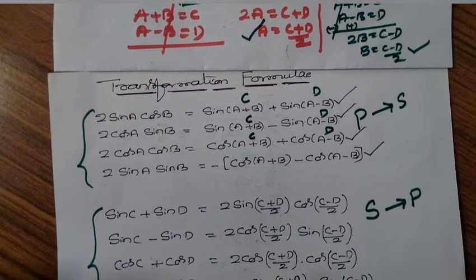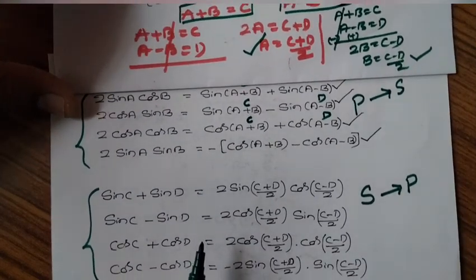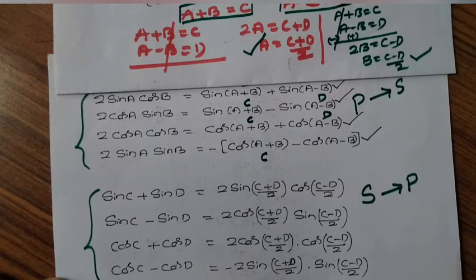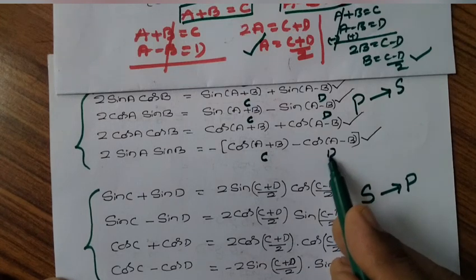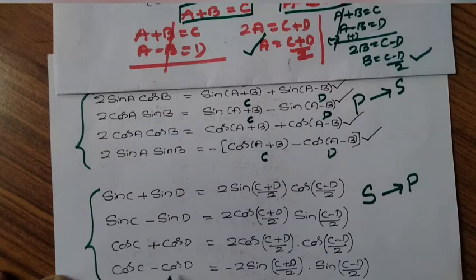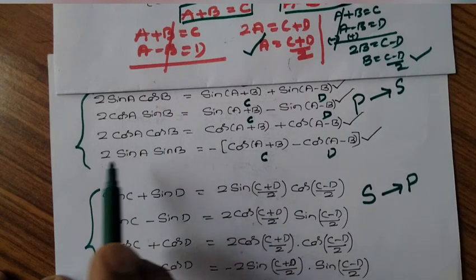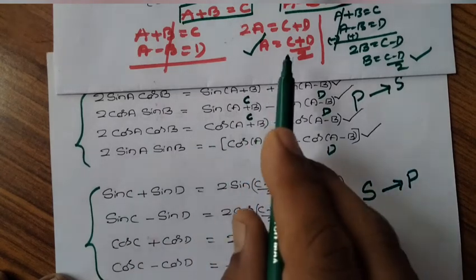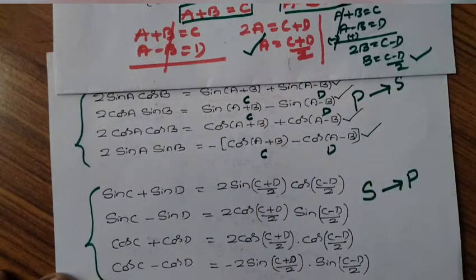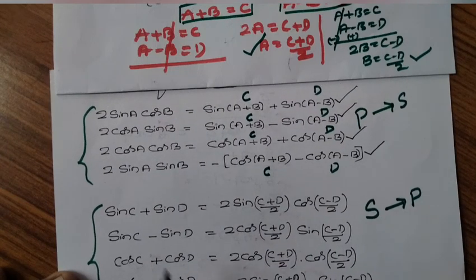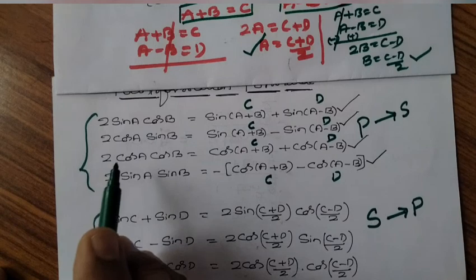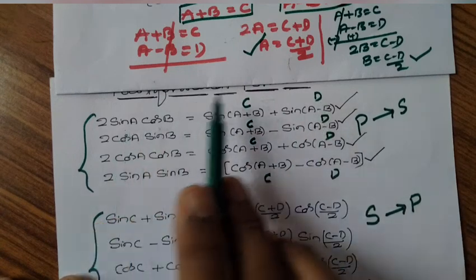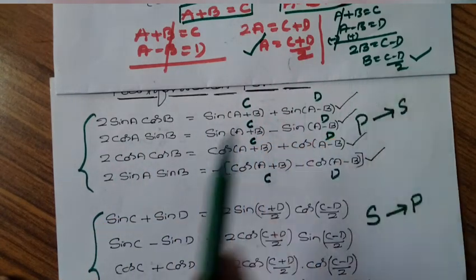Okay. Next you consider the fourth one. Here you take A plus B as C and A minus B as D. Then you get cos C minus cos D equals, this minus sign I write on the left-hand side, minus 2 into sin of (C plus D) by 2 into sin of (C minus D) by 2. Yes or no? So here we get the second set results just by replacing A plus B as C, A minus B as D, and A as (C plus D) by 2, B as (C minus D) by 2.